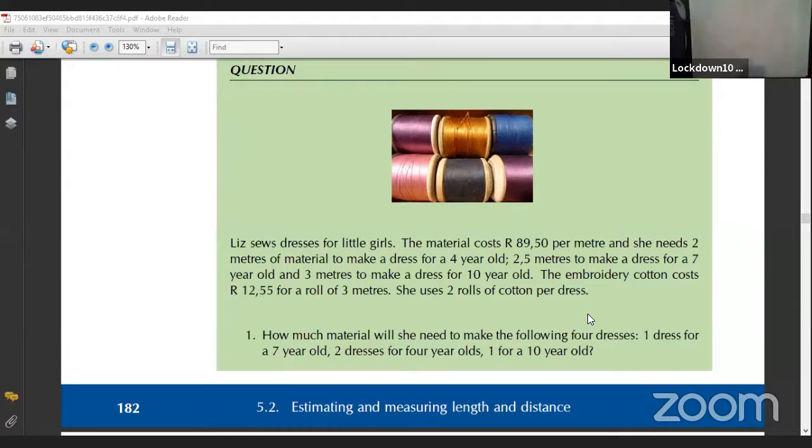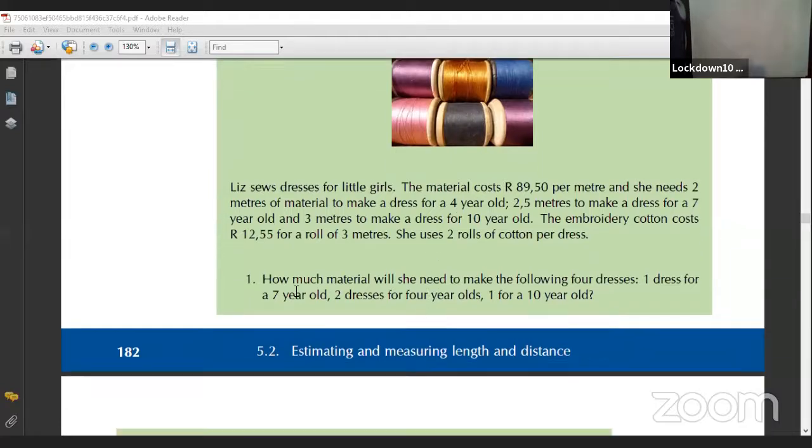Okay. So the first question we have is, how much material will she need to make the following 4 dresses? 1 dress for a 7-year-old, 2 dresses for 4-year-olds, 1 dress for a 10-year-old. So this is the question we want. We are going to do the calculation for each type of dress, then you will see how we can proceed from there. Okay? Here I go.